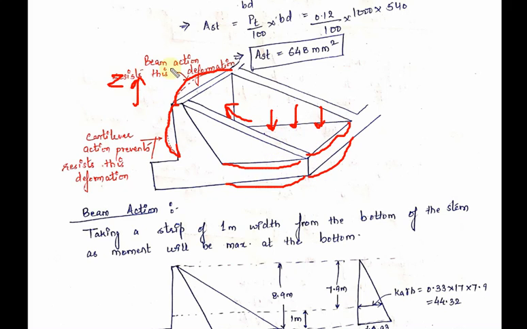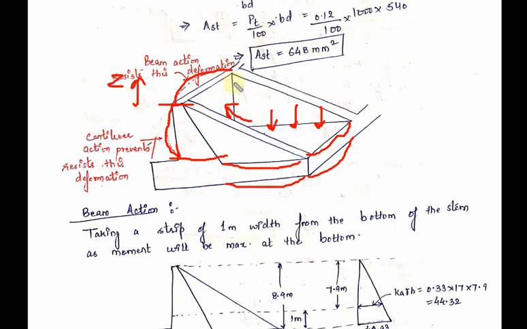Now, if you look at the stem along this z direction, you will find that the stem is fixed at the base while it is free at the top. Therefore, the stem behaves as a cantilever structure along the z direction, and this cantilever action is responsible for resisting the deformation along the z direction.